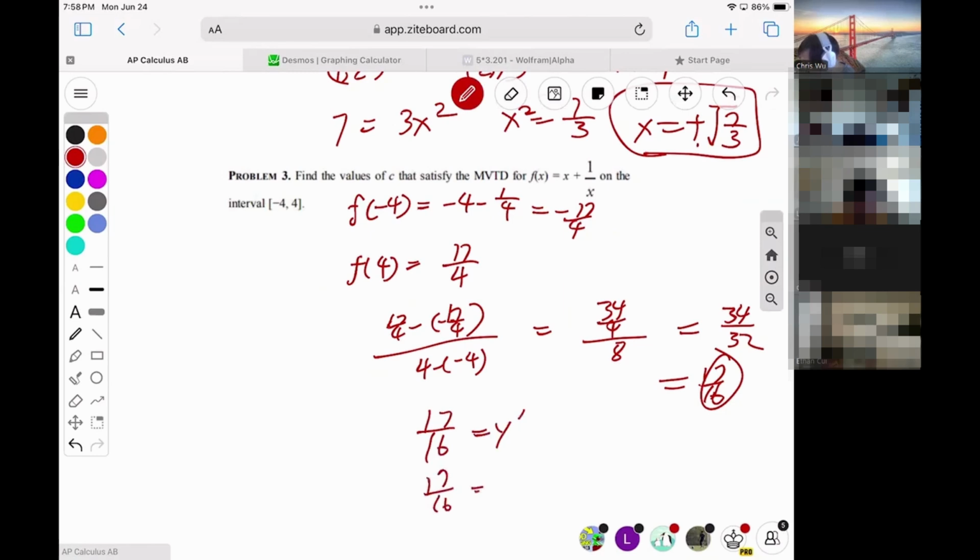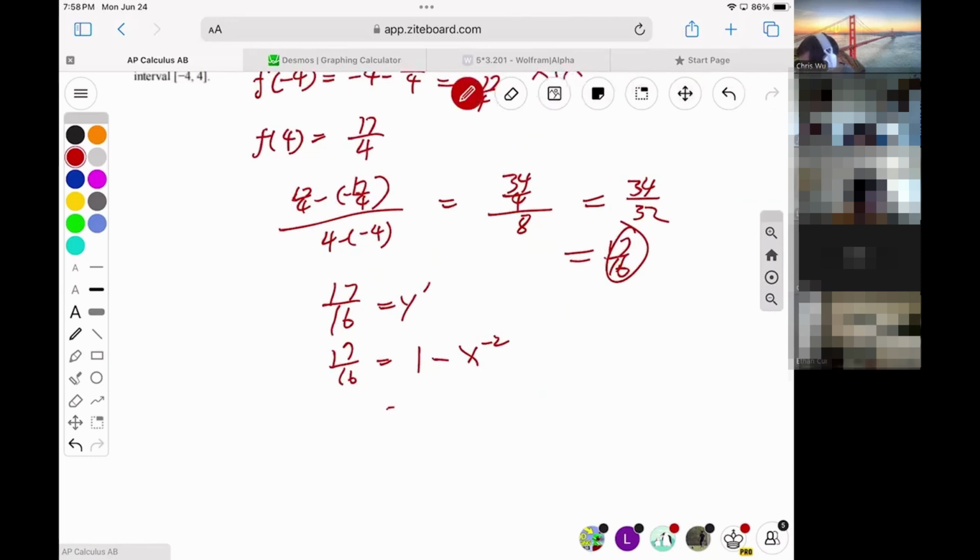17 over 16 is equal to y prime. y prime is 1 minus, because this is x plus x to the minus 1, right? So minus x to the negative 2. In other words, minus 1 on both sides, I get 1 over 16 is equal to negative 1 over x squared. So I guess I get an imaginary number.